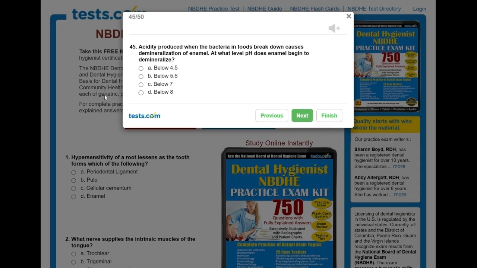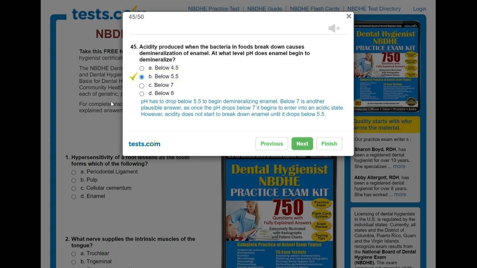Question 45. Acidity produced when the bacteria in foods break down causes demineralization of enamel. At what level pH does enamel begin to demineralize? A. Below 4.5. B. Below 5.5. C. Below 7. D. Below 8. B. Below 5.5. pH has to drop below 5.5 to begin demineralizing enamel. Below 7 is another plausible answer, as once the pH drops below 7, it begins to enter into an acidic state. However, acidity does not start to break down enamel until it drops below 5.5.